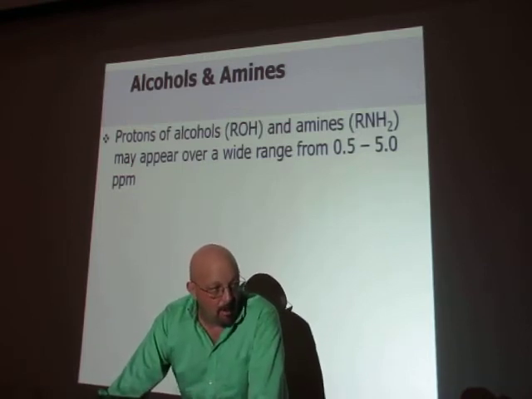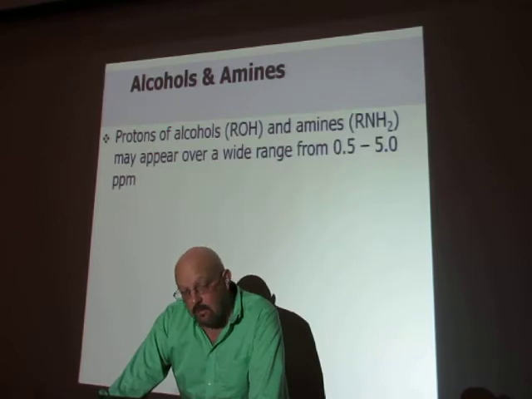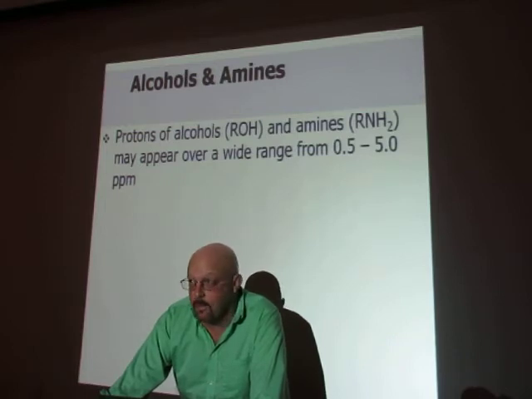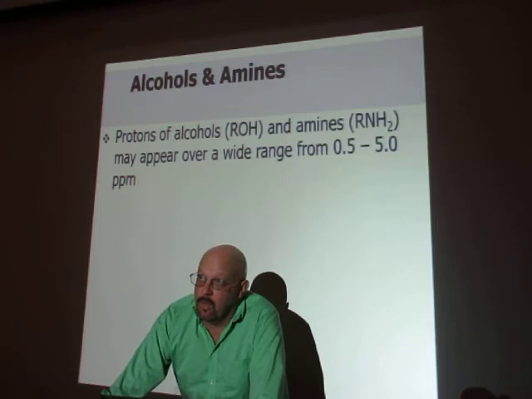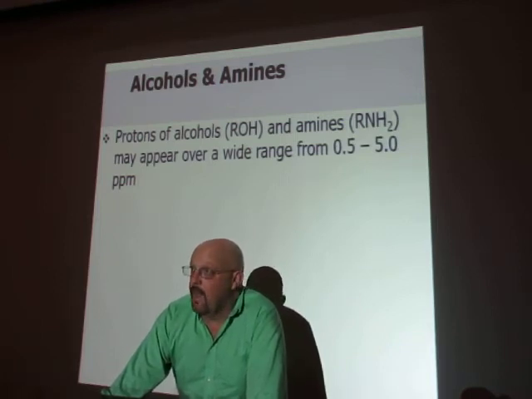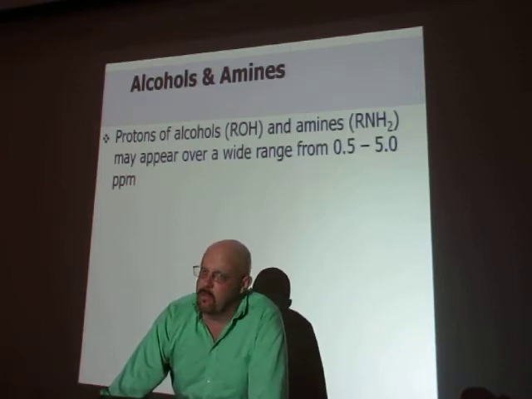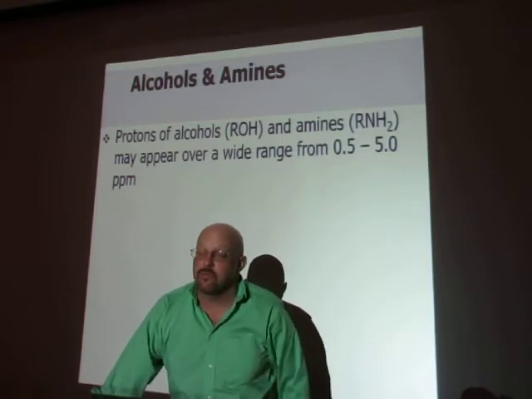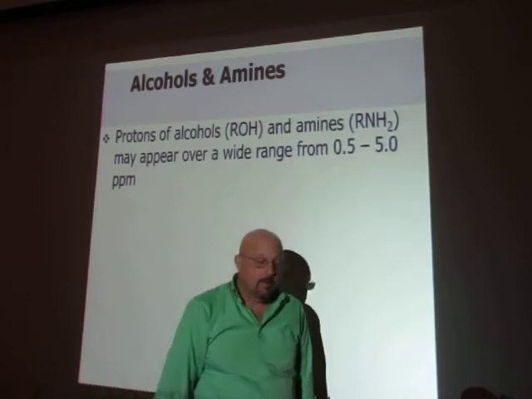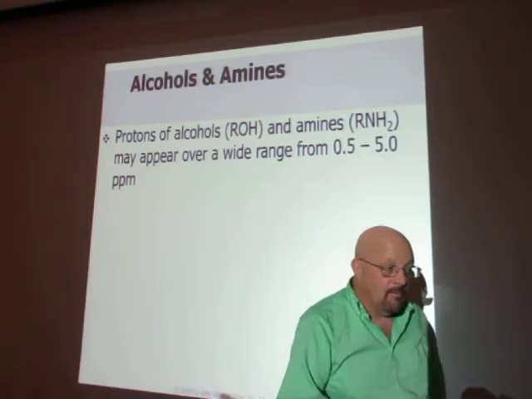They are all over the place because of hydrogen bonding. It really depends upon how much hydrogen bonding is going on as to where its location is going to be. So the more concentrated your sample, the more hydrogen bonding you're going to have. If you have a more dilute sample, then you're going to have less hydrogen bonding. So they will come at different places depending on the concentration of your sample. So they're variable. They're all over the place.